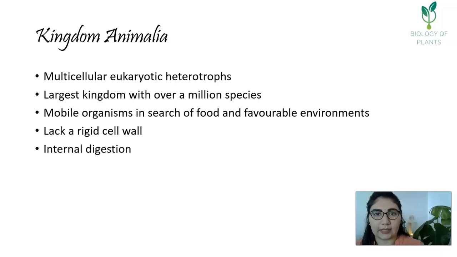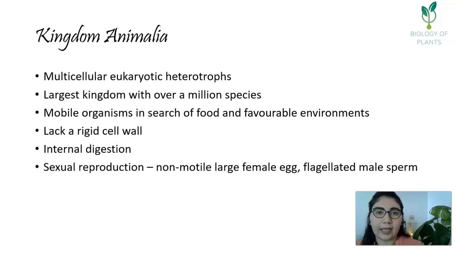Digestion is internal in animals. Now, this is a point which distinguishes animals from other heterotrophic organisms. Other heterotrophic organisms, for example, fungi, break down their food outside their body and ingest the nutrients, whereas in animals, both breaking down and digestion take place within the body of the organism. Animals reproduce sexually, and there is involvement of a non-motile large female egg and a flagellated male sperm.